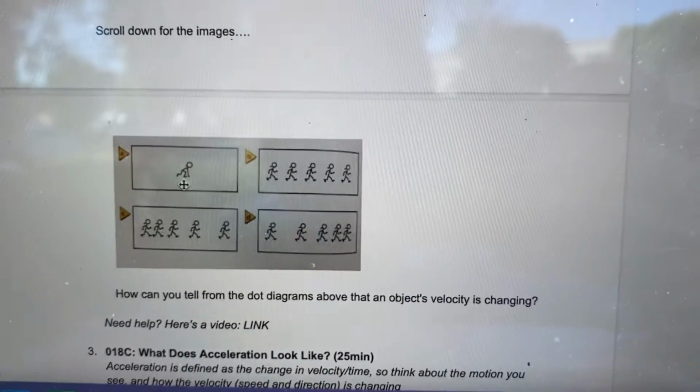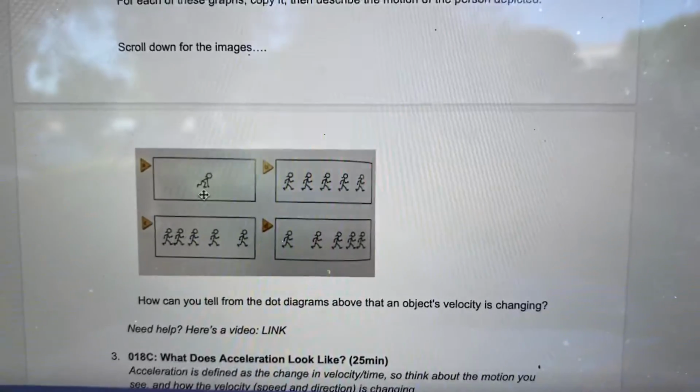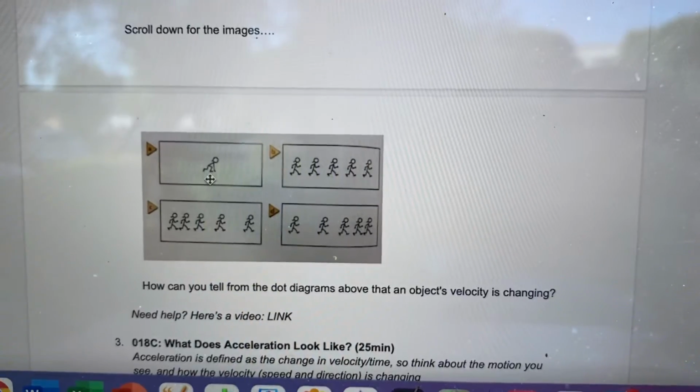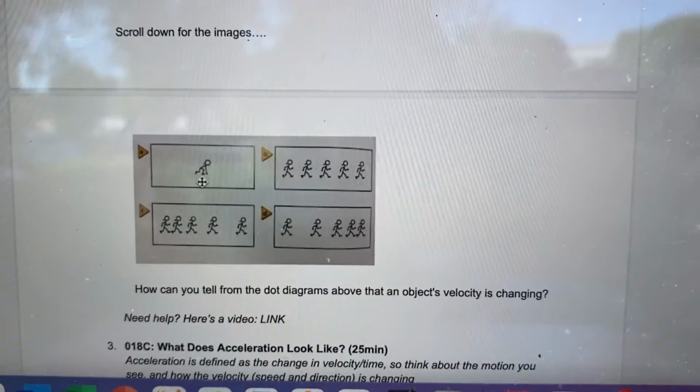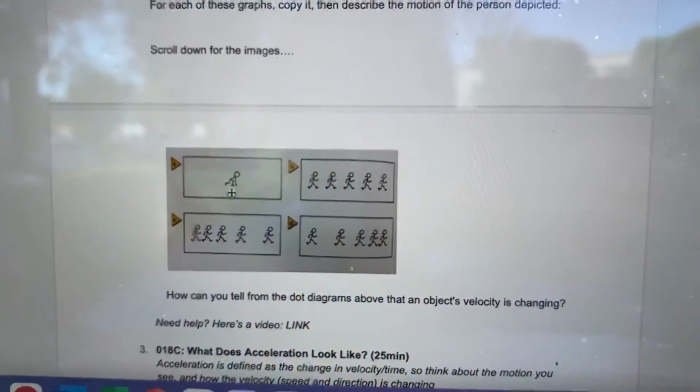For this one, A, we see that the person's position doesn't change. This would be like taking a picture over and over again of the same thing, like a tree that's not moving, from the same perspective. You're just going to get the same picture. Repeat, repeat, repeat. So this is no motion.